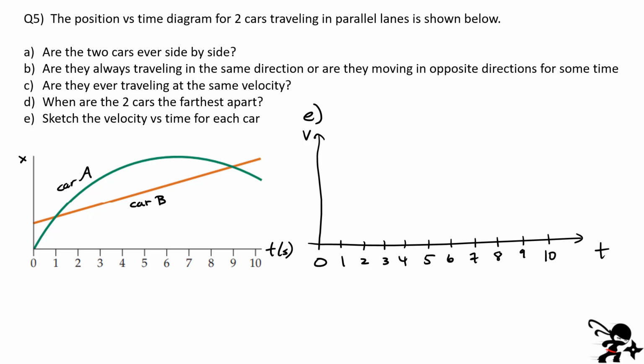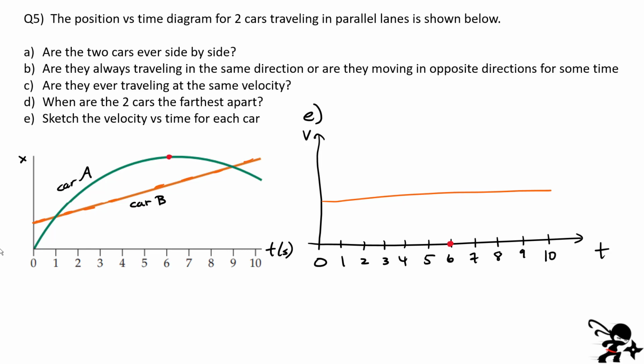Okay, so for car B, again, we look at velocity versus time. Well, the velocity here is just the slope, and the slope is always the same value. So on a velocity versus time graph, it should look flat. Try to draw a straight line here. Now, car A, let's analyze the motion of car A. We said at about 6 seconds, the slope was 0, right? So the slope here should be 0 over here.